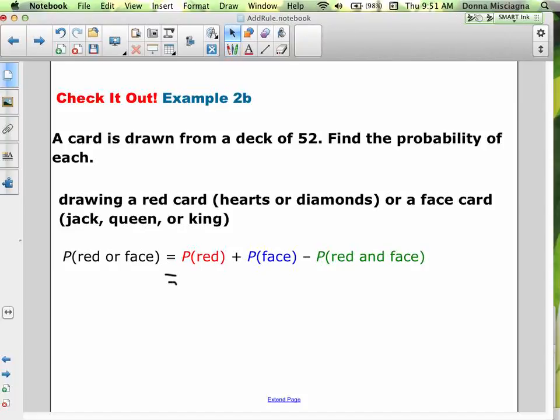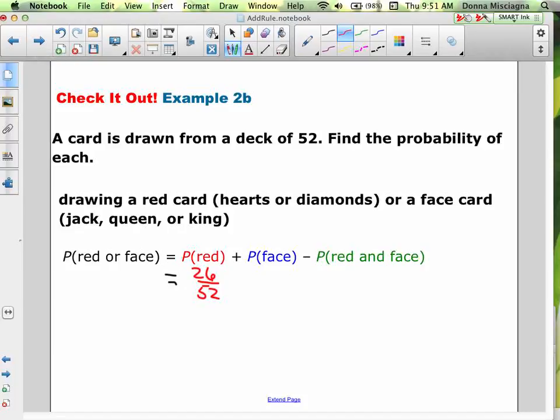So we need the probability of the red card. What's the probability of getting a red card? And I'm going to actually write it as 26/52 because it will help us. We're probably going to have 52 as a denominator, so we'll wait to reduce because we'll just have to change it back. But yeah, half the cards are red, half the cards are black.